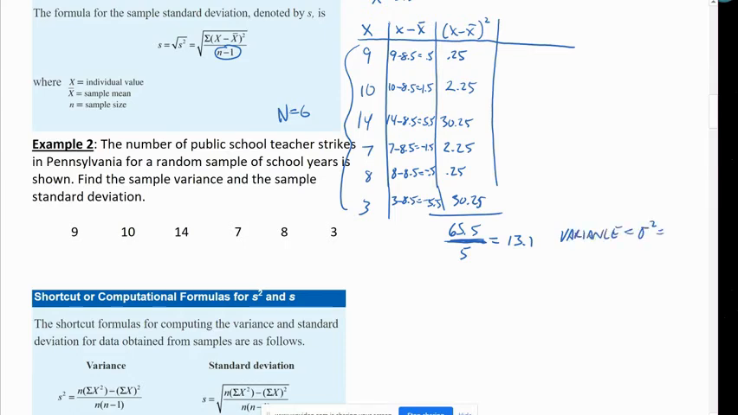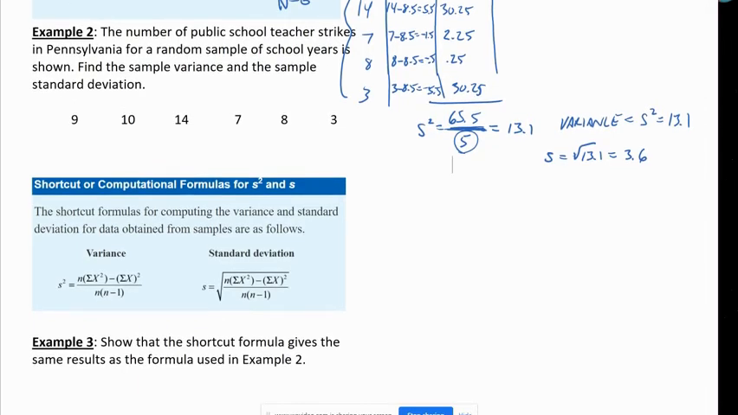equals sigma squared, or sorry, not sigma squared, we use S for a sample. So that's S squared. So S squared equals 13.1. And so then our sample standard deviation is S, and that is the square root of 13.1, and that turns out to be 3.6. Okay, so that's the only difference when you're working with a sample, is that you divide by n minus 1 instead of n.